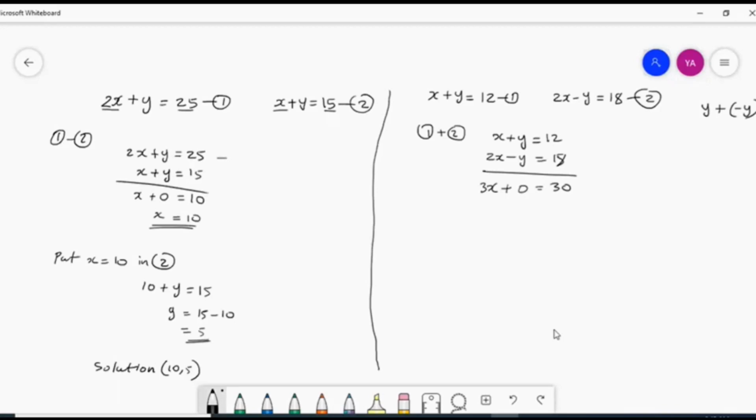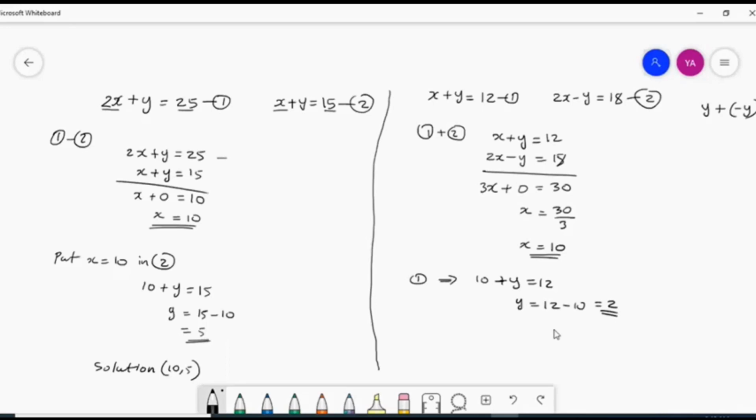So 3x is equal to 30. So x will be equal to 30 by 3. So x is equal to 10. So substitute this value in equation number 1. That's better, right? So x is equal to 10 in equation number 1 gives 10 plus y is equal to 12. Then y is equal to 12 minus 10, which is 2.